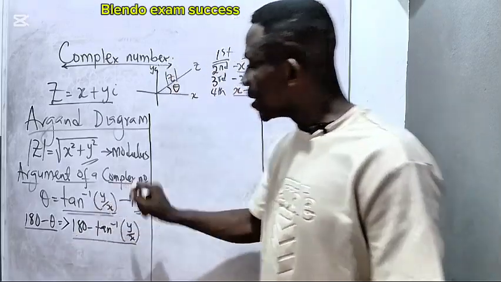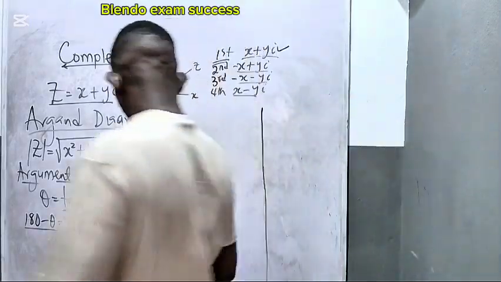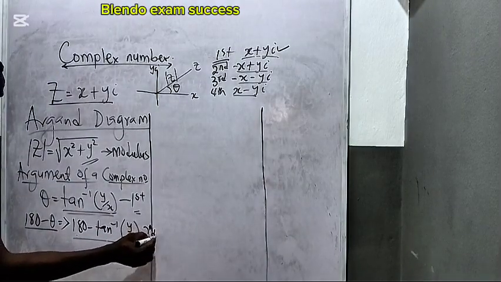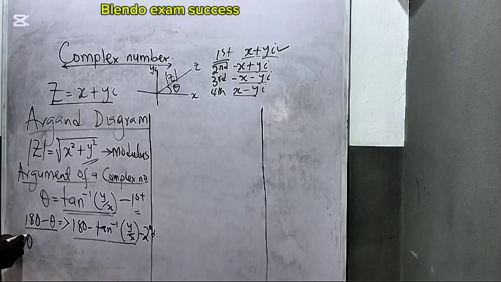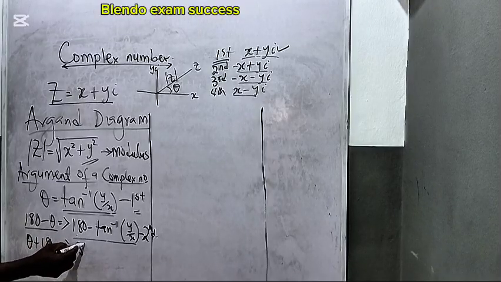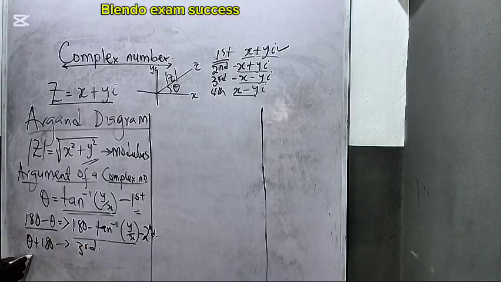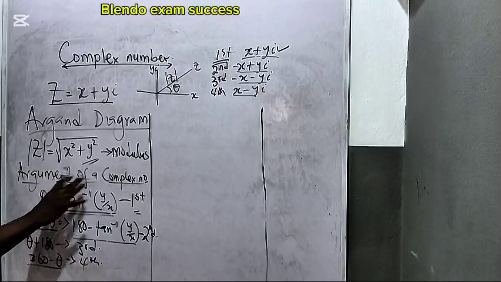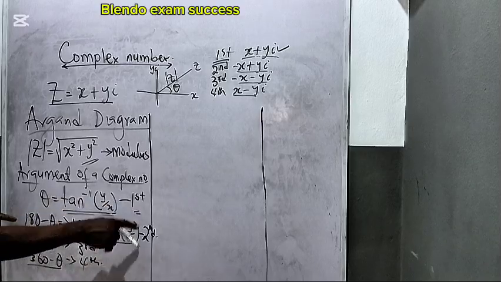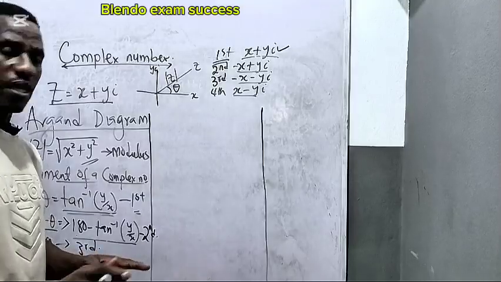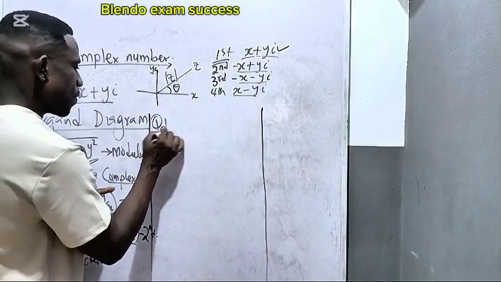The argument of the second quadrant is this. And also, theta plus 180 becomes the argument of the third quadrant. Then 360 minus theta becomes the argument of the fourth quadrant. So these are the different arguments we have for the first, second, third, and fourth quadrants. So let's solve this question and you will get the answers correctly.